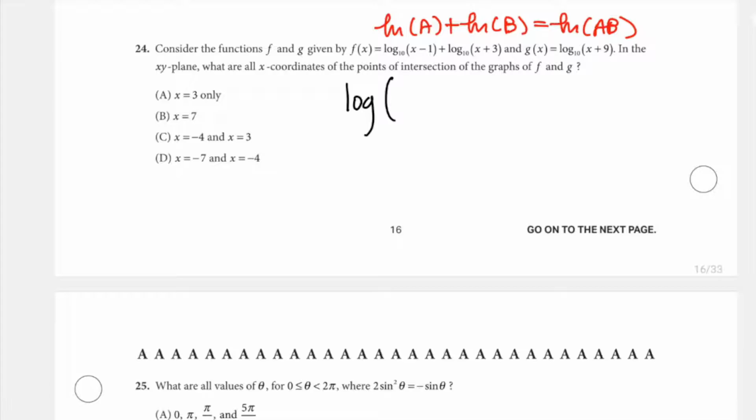I struggle to understand why anyone would use a non-natural log, but we got all types in AP Pre-Cal.